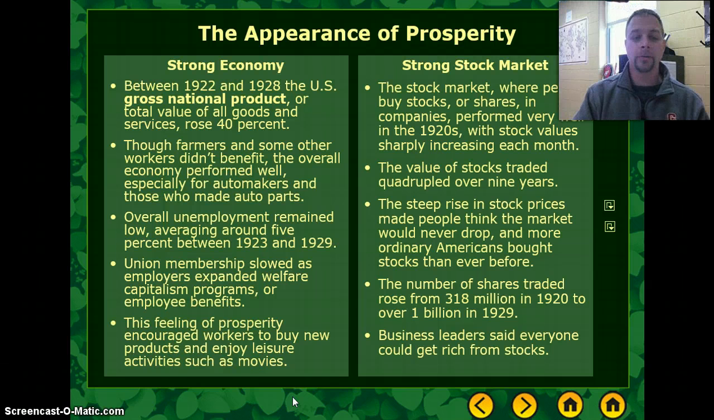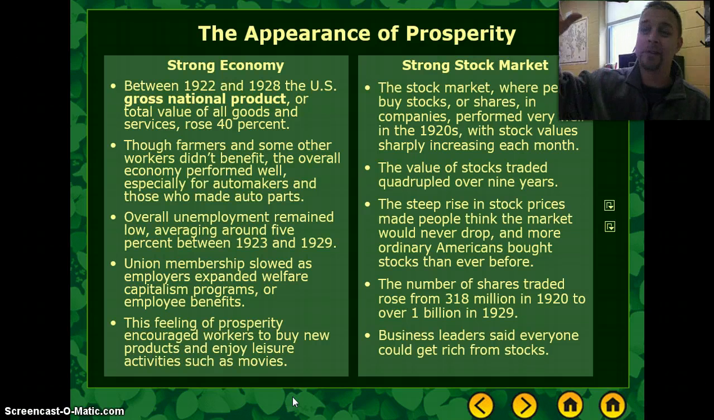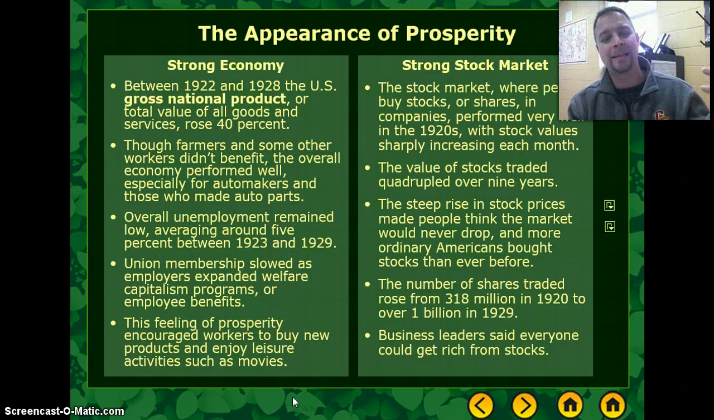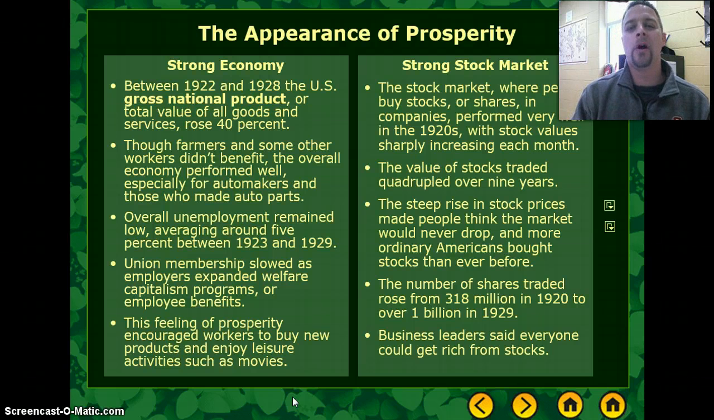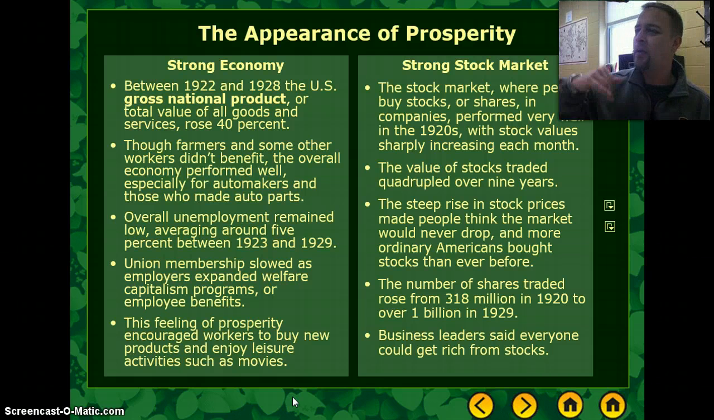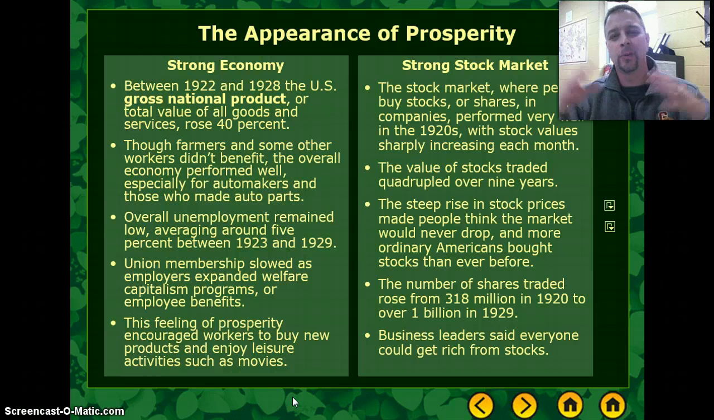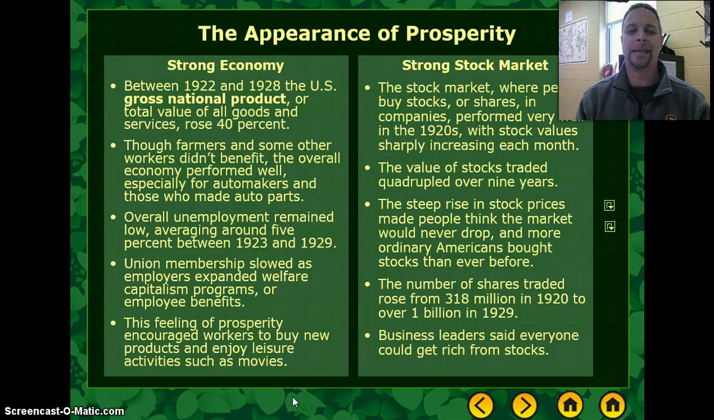Also, the stock market was strong. Stock values were increasing month after month, and this steep rise in stock prices created what becomes known as boom psychology. Boom psychology basically says that the stock market is going to keep going up, things are always going to be good, and we're all going to get rich. So more and more ordinary working class and middle class Americans began buying into the stock market. As a result, the number of shares traded tripled, from about 318 million in 1920 to over a billion in 1929.